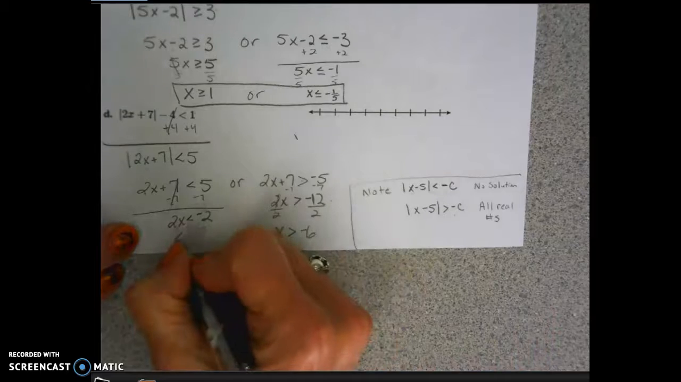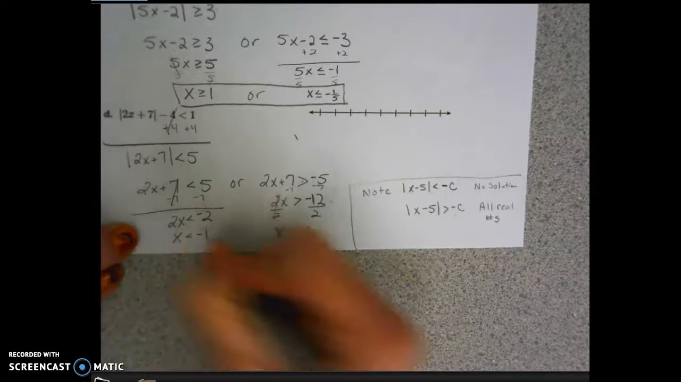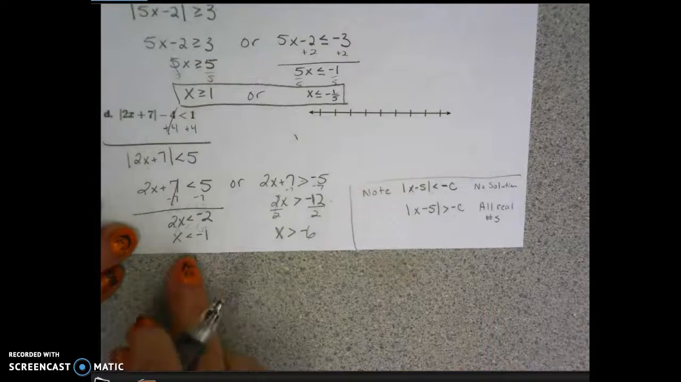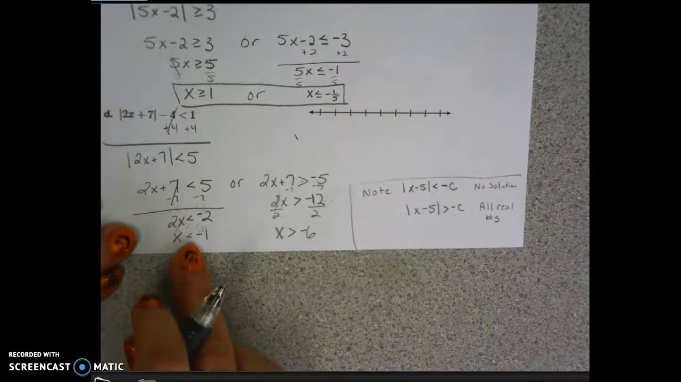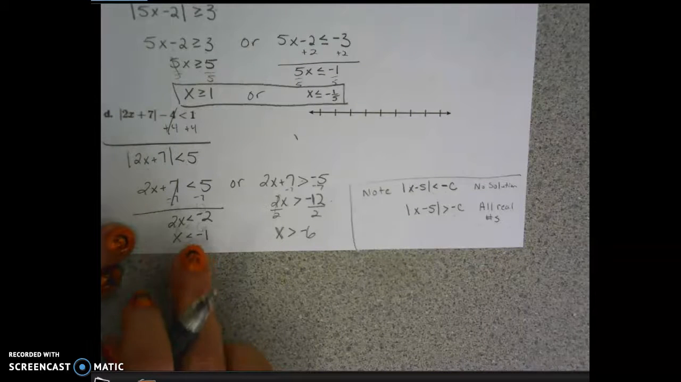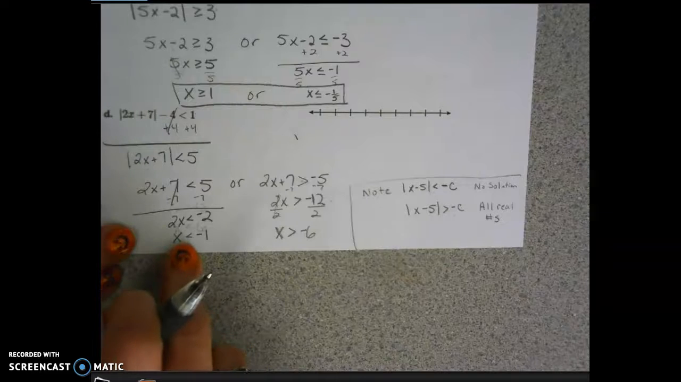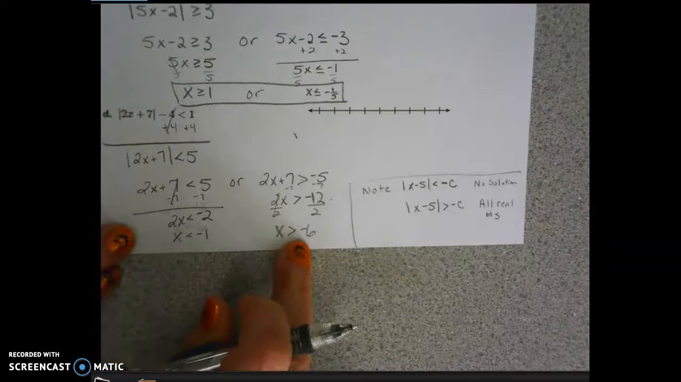Divide by 2. X can be less than -1. If I would have gone and checked my answers, I would have found it at that point too, but I knew just looking at it, it didn't look right. So x can be less than -1 or greater than -6.